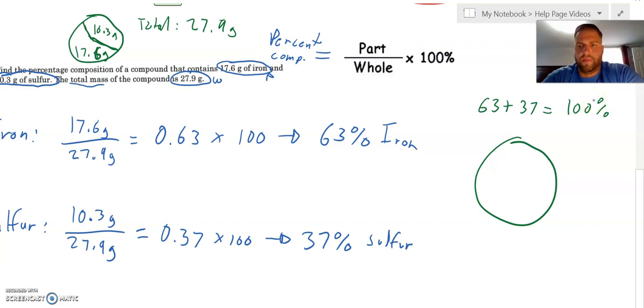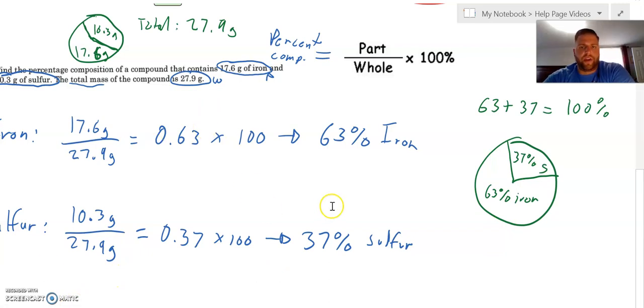We've just checked them. And now what you can do is pretty much just draw a pie chart if you'd like a visual aid here at the end. So we'll have 63% of iron in this compound, and then we'll have 37% roughly of sulfur in the compound, and that would pretty much be your final answer.